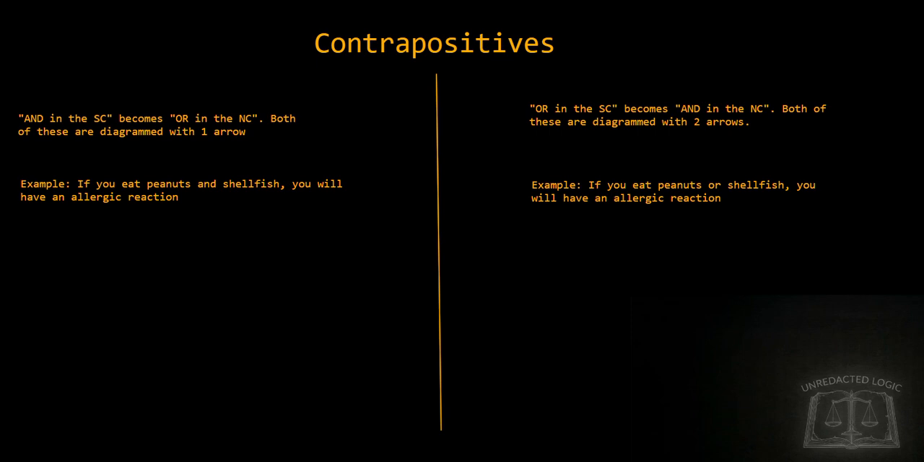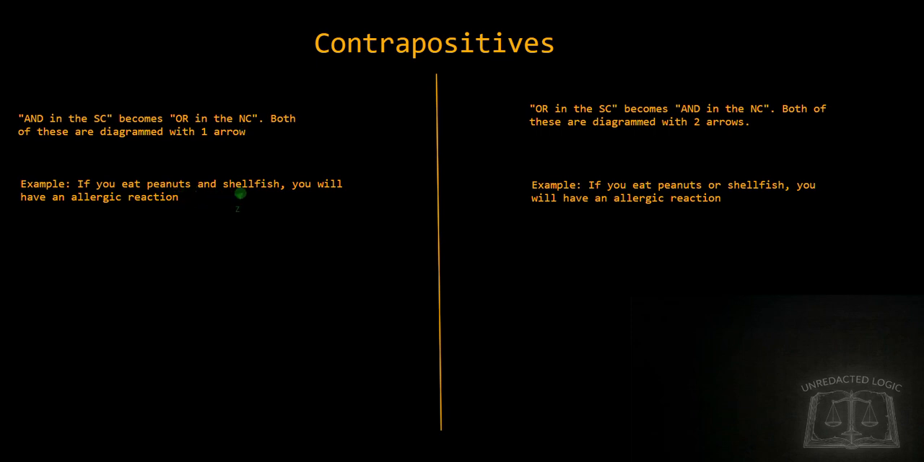Now that we've done an overview of negation, we can talk about contrapositives. When you take the contrapositive of a conditional statement that has ands and ors, you have to reverse the sufficient and necessary conditions, and you have to negate both of them. It's the same process as taking a regular conditional. The difference here is that you also need to negate the and or statement, which we discussed on the last slide. Okay, so let's look at examples here. So if there's an and in the sufficient condition, it will become an or in the necessary condition, and both of these are diagrammed with one arrow.